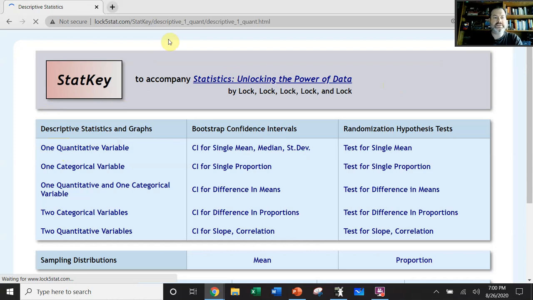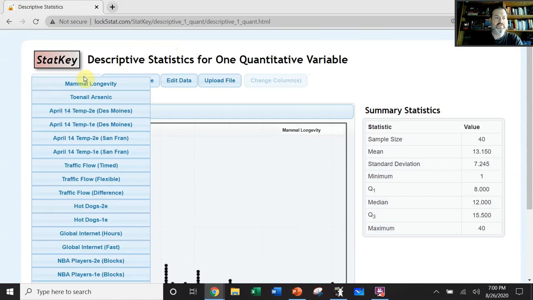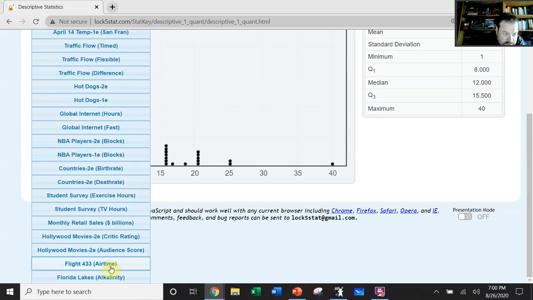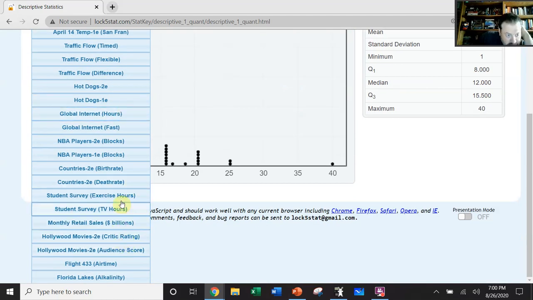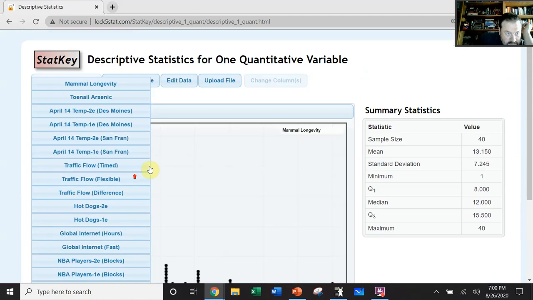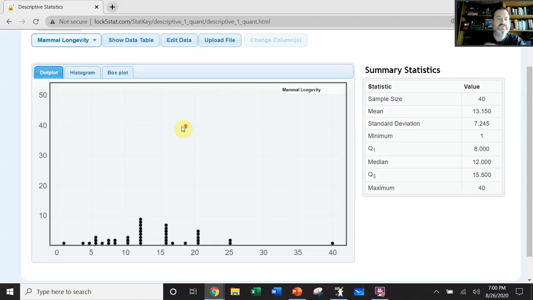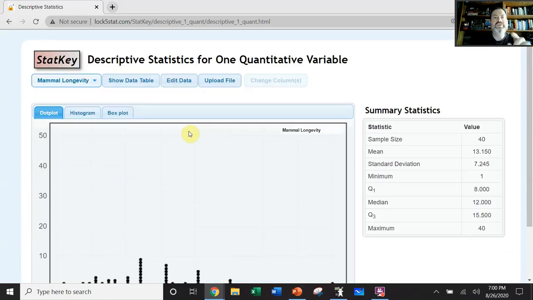Your data set will be built into the statistics, right? And it's called... actually, this one's not even in here. So you don't even use StatKey for this because it's not even in here. This problem you're supposed to solve without using StatKey.